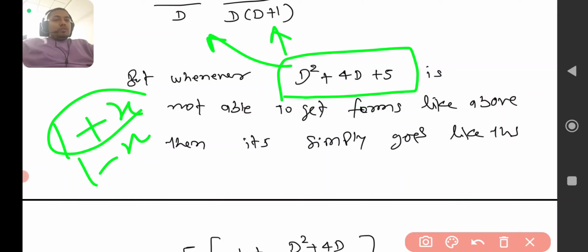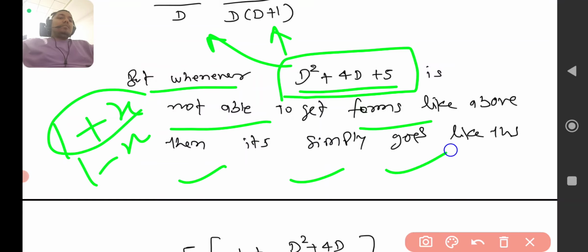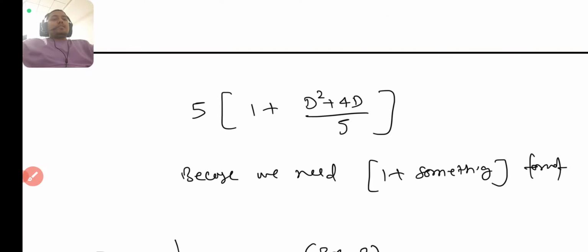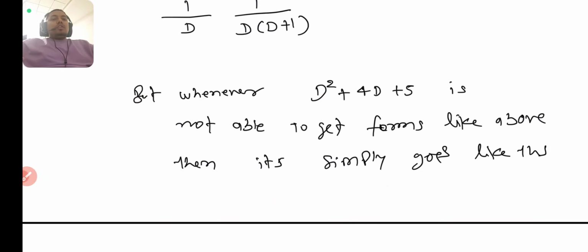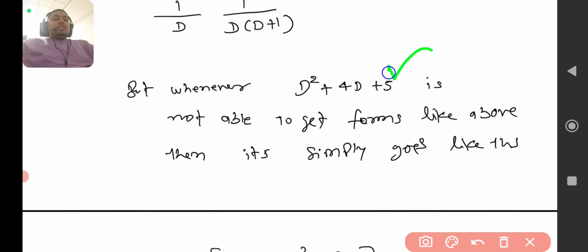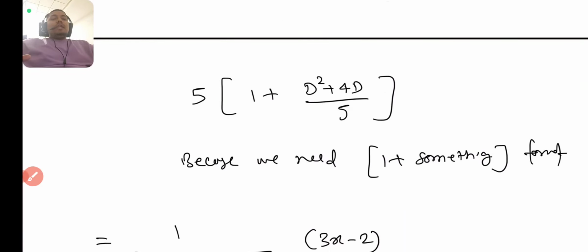So what will you do? But whenever d square plus 4d plus 5 is not able to get into a form like above, then it simply goes like this. You take 5 common. What is 5? Whatever is your constant term, this is the 5. It can be 5, it can be 6, it can be another number. That number you take common, and whatever is remaining will take this form.